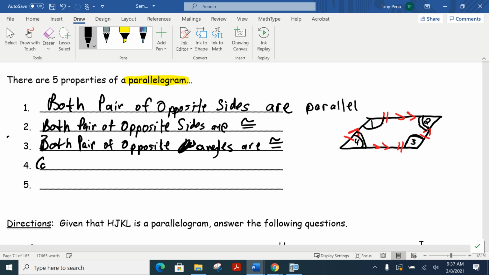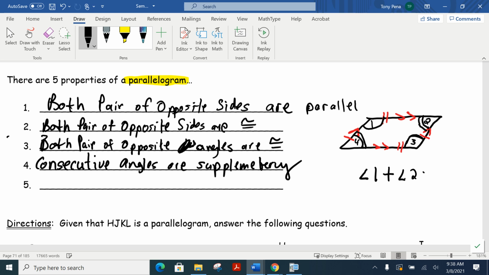Number 4, consecutive angles. And like a lot of the stuff we've been doing, they're either congruent or supplementary. Same here. Consecutive angles are supplementary. So if we were looking at my diagram, angle 1 plus consecutive means the angle next to it. So angle 1 is right next to angle 2. Angle 1 and angle 2 should add up to be 180 degrees.